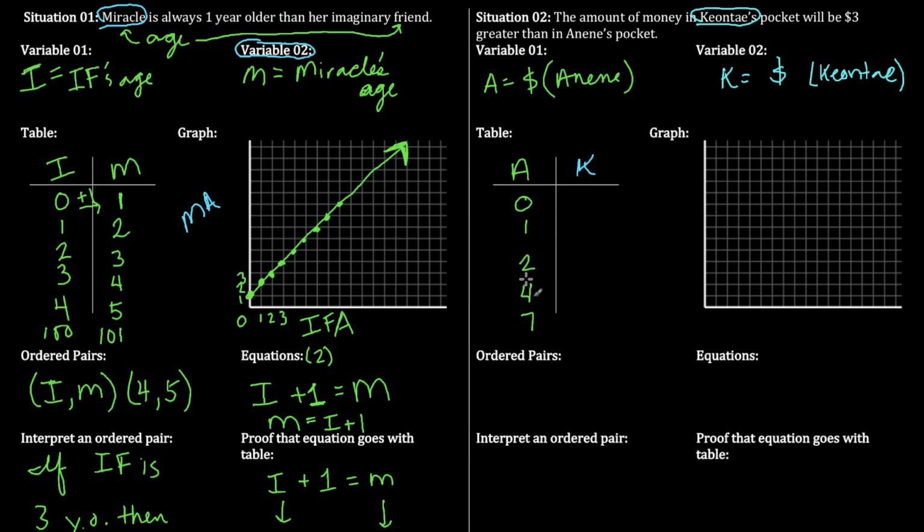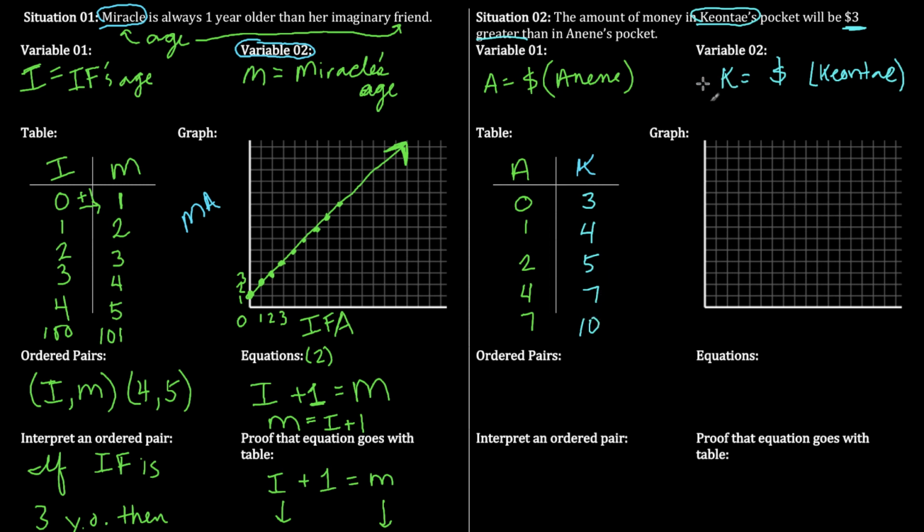Okay, I just put some random numbers there, right? And that means Keontae will always have $3 more. So if Nene has 0, Keontae has 3. If Nene has 1, then Keontae has $4. If Nene has $2, then Keontae has $5. If Nene has $4, Keontae has $7. And finally, if Nene has $7, Keontae should have $10.